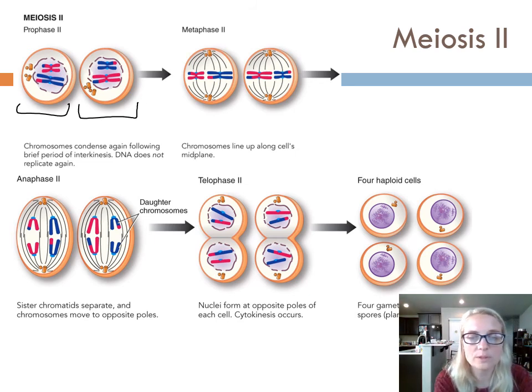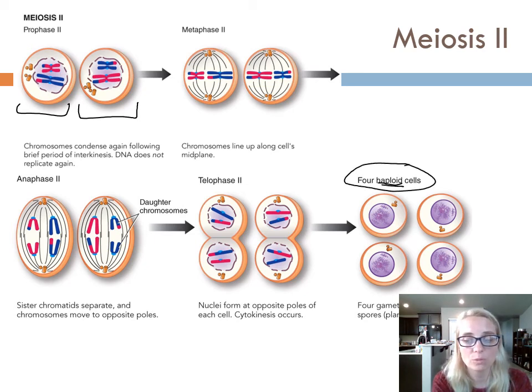Our spindle forms. Metaphase 2, we have our replicated chromosomes lining up on the metaphase plate. Anaphase 2, we're pulling apart the sister chromatids. This is very much like anaphase in mitosis. And then telophase 2, everything kind of comes back around. We get our nuclear envelope, the chromosomes uncoil, the spindle breaks down, the nucleolus reappears, and what we end up with is 4 haploid cells, so half the number of chromosomes, which are going to be your sex cells.